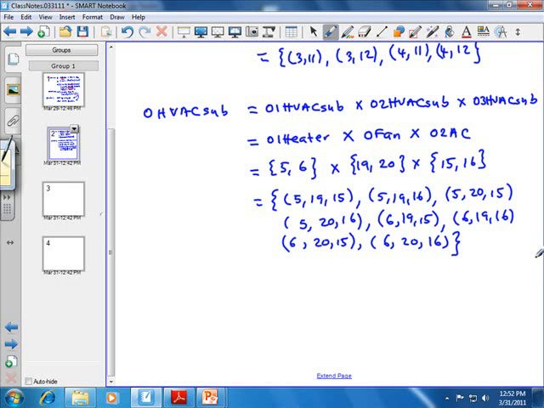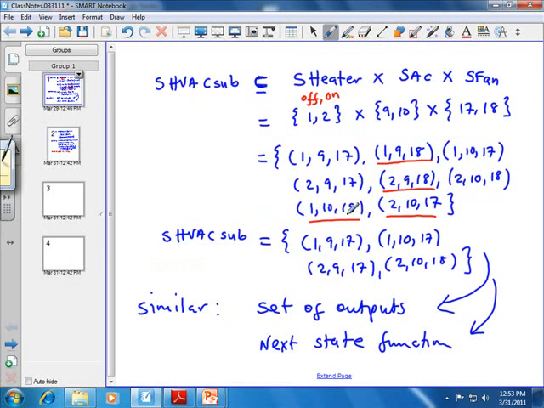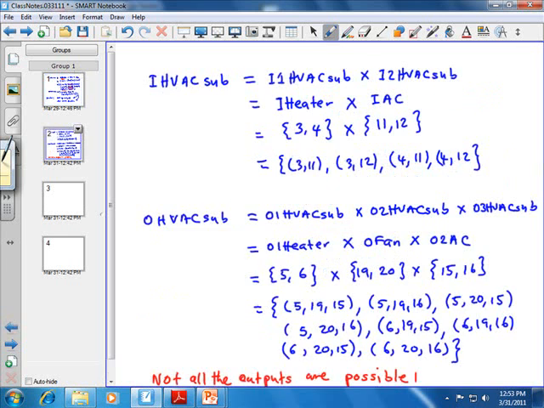Are all these outputs possible? No, they're not possible because remember we said that the system can only go in these states. So we identified four states: this state, this state, this one, and this one. So all the outputs associated with these other states will not be possible. Okay? So in this case, we can look at the following outputs.